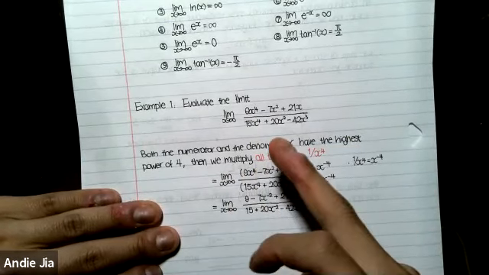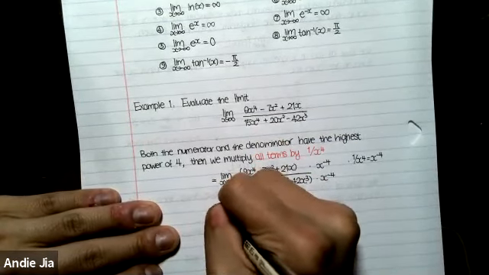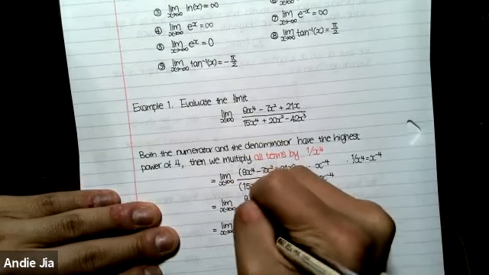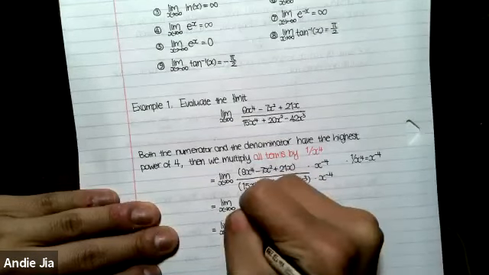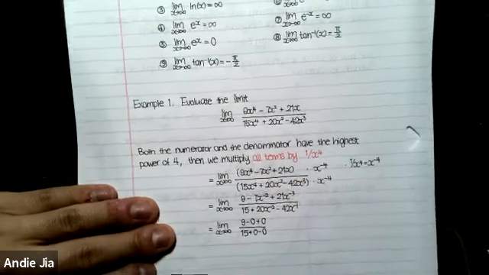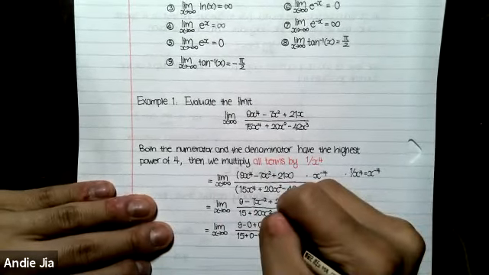And then apply the limit law. Then what we have is the limit as x approaches infinity of 9 minus 0 plus 0 over 15 plus 0 minus 0. So the final answer is 9 over 15, which is 3 over 5.